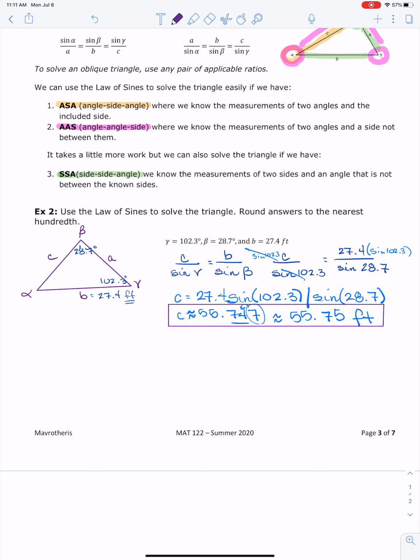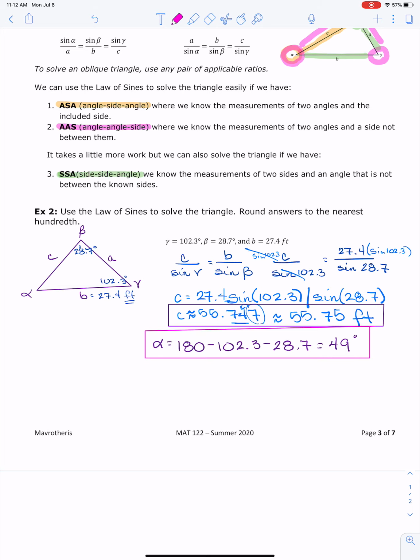Okay, so we found C. I need angle alpha and side A, and you know what? I'm going to start with the easiest piece. Typically I honestly do this at the very beginning just because it's kind of a no-brainer. We've been doing this since 7th grade. The three angles in a triangle always add to 180. So if I have any two angles out of the three, it's really easy for me to find that missing angle. If I take 180 and subtract the two angles that we have, the 102.3 degrees and the 28.7 degrees, I get that alpha is 49 degrees. So I have found two out of the three missing pieces.